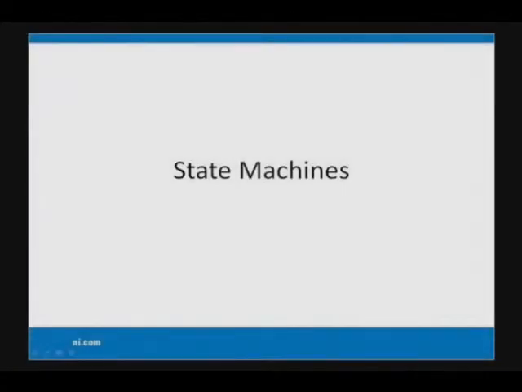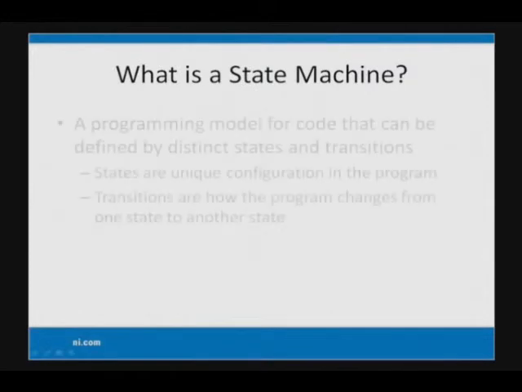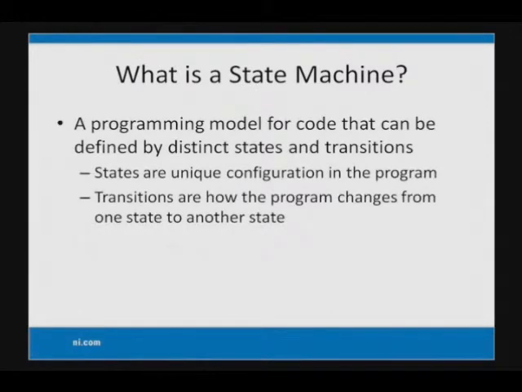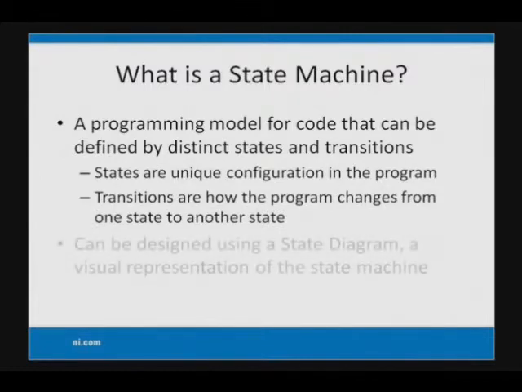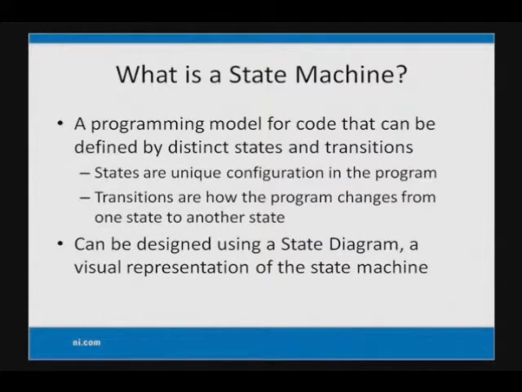Let's begin by understanding what a state machine is. A state machine is a programming model for code that can be defined by distinct states and transitions. States are unique configurations in the program. Transitions are how the program changes from one state to another state. A state machine can be designed using a state diagram, which is a visual representation of the state machine.